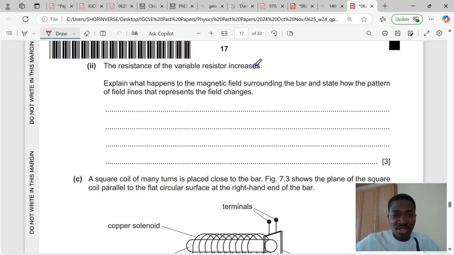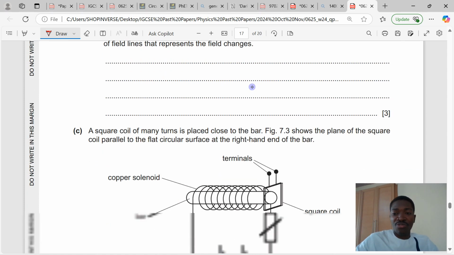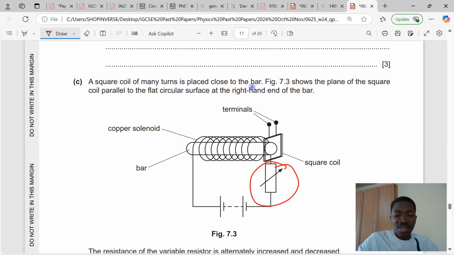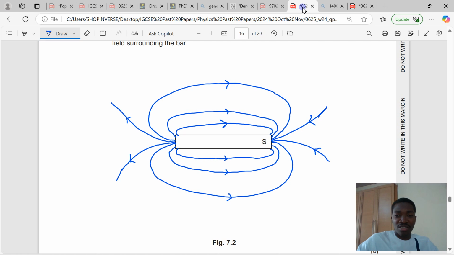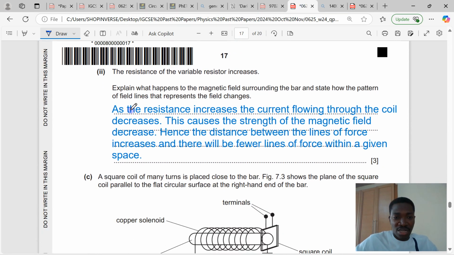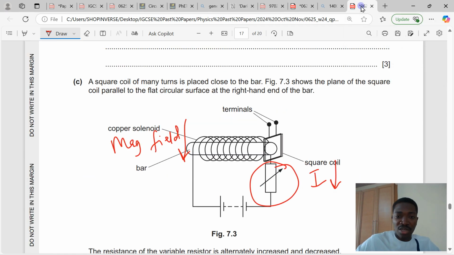The next one: the resistance of the variable resistor increases. Explain what happens to the magnetic field surrounding the bar and state the pattern of the field lines. If you are increasing the resistance, then it simply means current will decrease. That decrease in current would cause the magnetic field to decrease. Current decreases, magnetic field decreases. Hence, the distance between the lines of force increases, or there will be fewer lines of force. So that's how you answer that question.